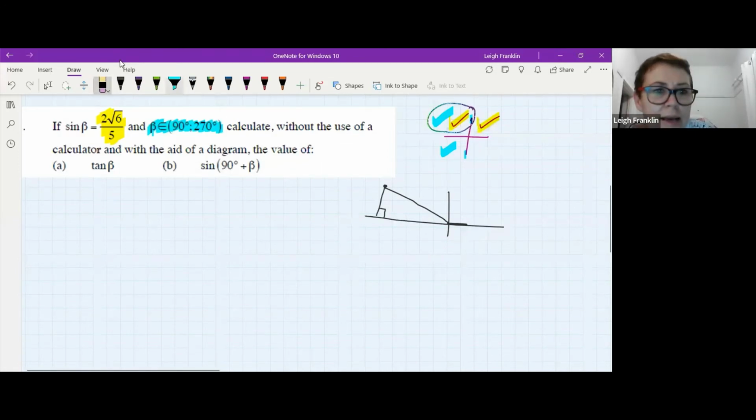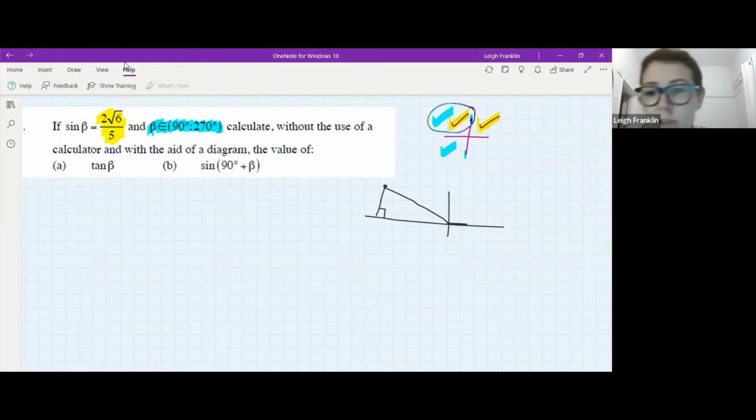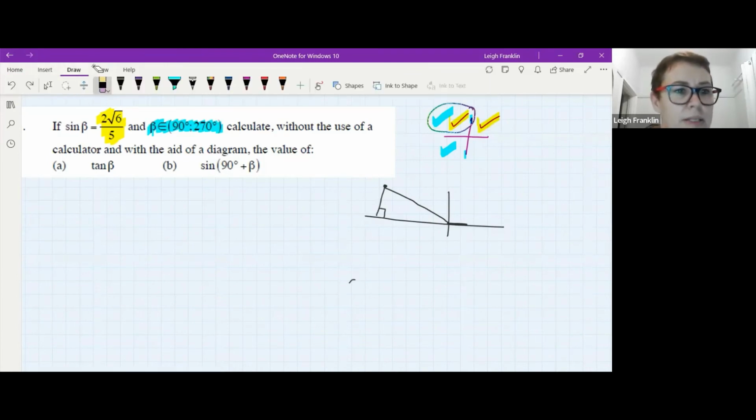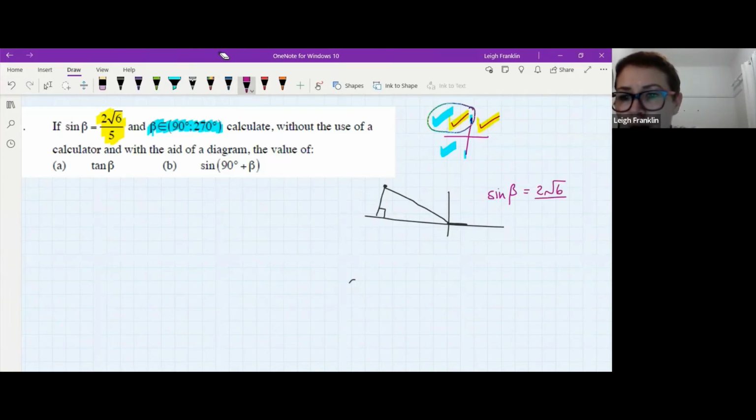Here at the end of the terminal arm, or actually before we say that, how do we interpret sine beta? All right, sine beta means what? So when we see sine beta is 2 root 6 over 5, how is that interpreted?